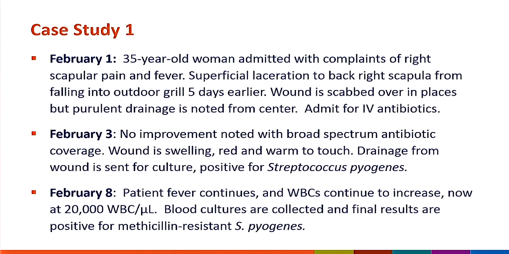2 days later, it's not really showing any improvement in her wound with the broad spectrum antibiotic coverage. It's swelling, it's red and warm to the touch, and some of the drainage is sent for culture, and it's positive for strep pyogenes. 5 days later, the patient's fever continues. This must be a tough bug. The WBCs are continuing to increase, and they're now at 20,000. Blood cultures are collected, and the final results are positive for ampicillin-resistant strep pyogenes.